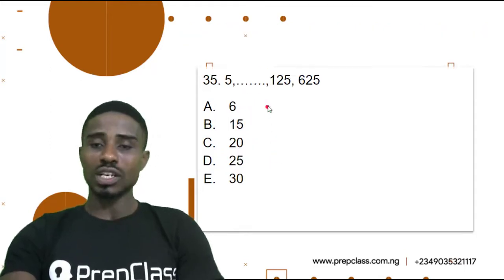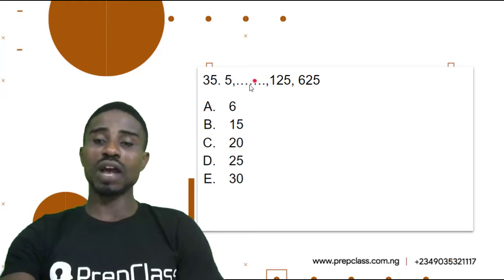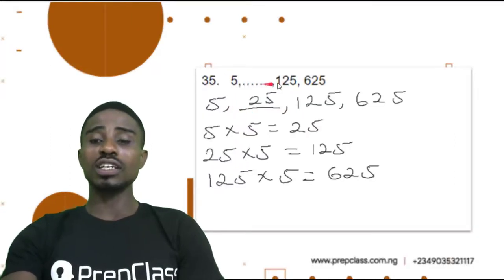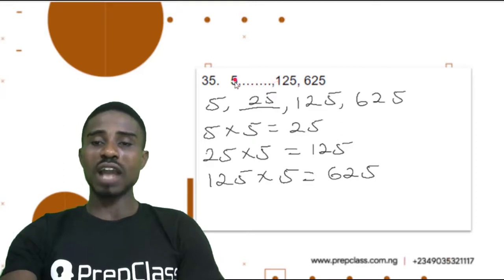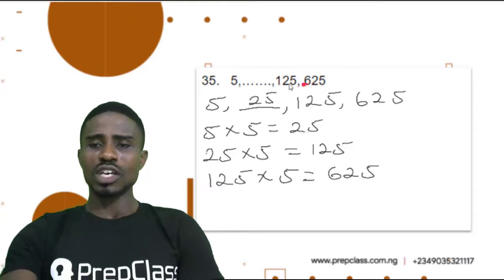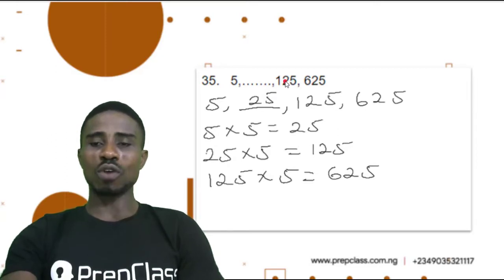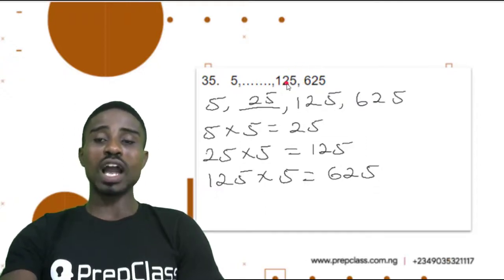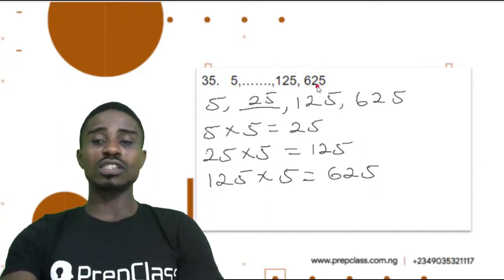Let's look at the next one. So you look at our next one, we have 5, we have a space, we have 125, we have 625. So how do we get this done? We need to study this sequence. If you observe carefully, 125, 625. What can bring about an increase from 125 to 625? It will definitely be a multiplication of 5. So 125 times 5 will give us 625.